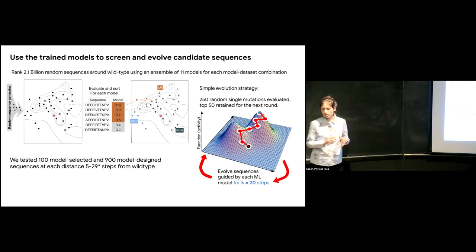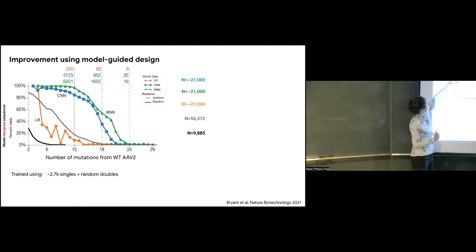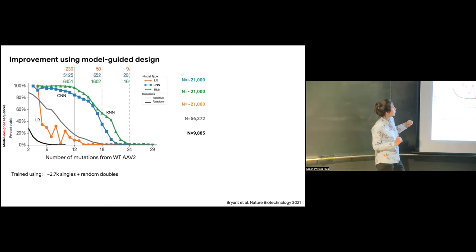And it turns out that indeed the machine learning models, in particular the complicated models, really do quite a lot better. Our additive baseline is shown here in gray. Random is shown in black. And you can see that the RNN and CNN, even though they're only trained on 3,000 data points, are able to really march out into sequence space. Even at 18 steps from wild type, they're doing a really good job of predicting viable sequences.